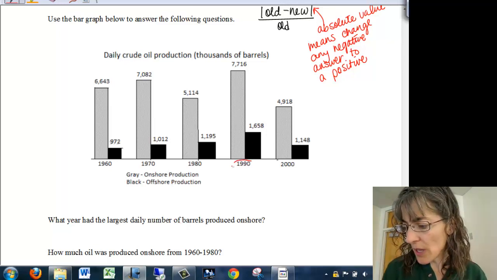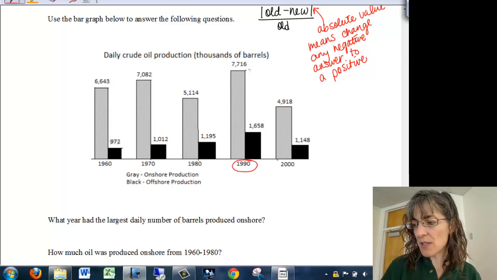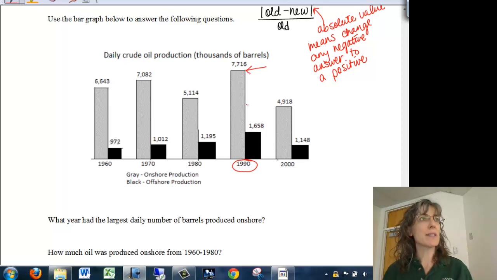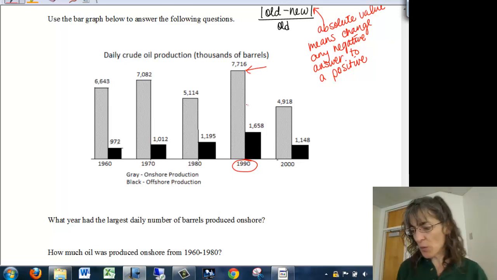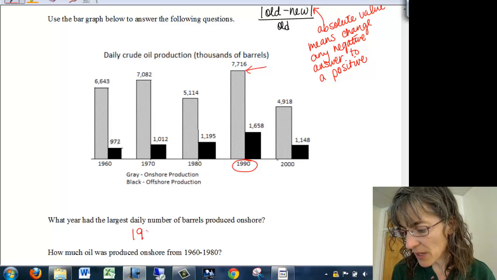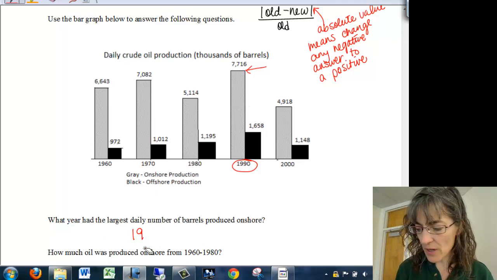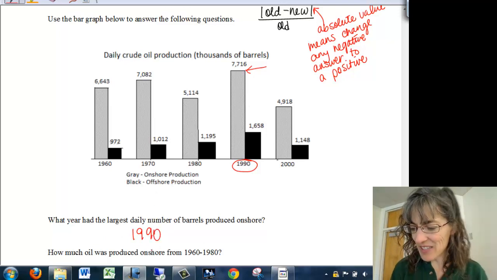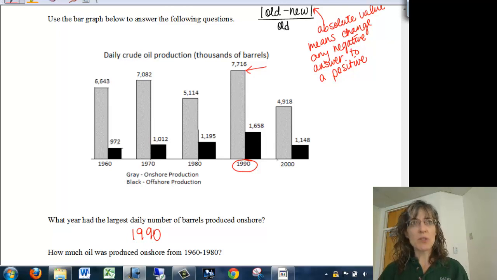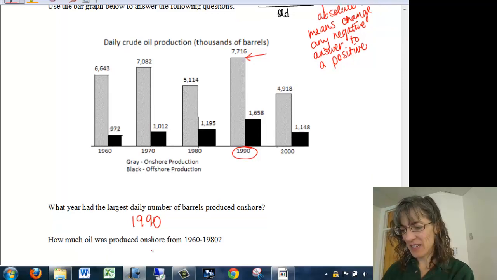1990. So when you look at this year, you see that it's onshore, or the gray is the highest bar. And so we know that 1990 is the year we had the most onshore barrels produced. And then someone read me the next question. Thanks, Mark. Go ahead. How much oil was produced onshore from 1960 to 1980?